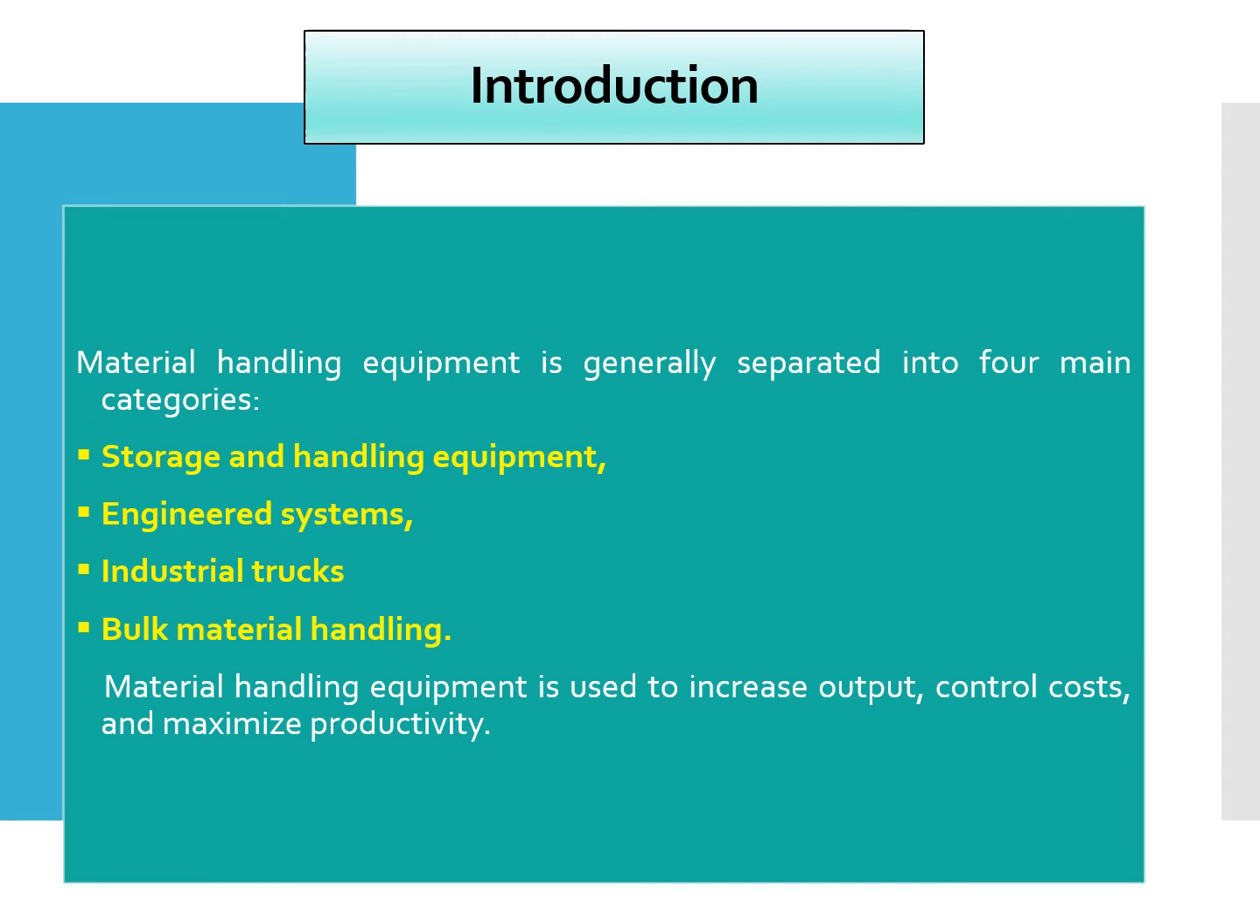Material handling equipment is generally separated into four main categories. Those are storage and handling equipment, engineered systems, industrial trucks, and bulk material handling. Material handling equipment is used to increase output, control cost, and maximize productivity.